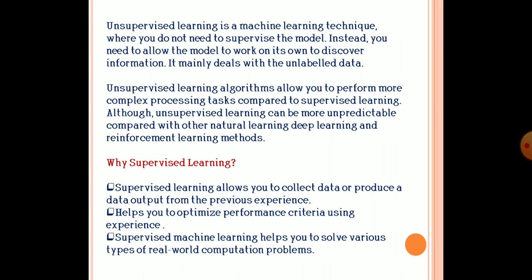Unsupervised learning is a machine learning technique where you do not need to supervise the model. Instead, you allow the model to work on its own to discover information. It mainly deals with unlabeled data. Unsupervised learning algorithms allow you to perform more complex processing tasks compared to supervised learning, although unsupervised learning can be more unpredictable compared with other methods like natural learning, deep learning, and reinforcement learning.